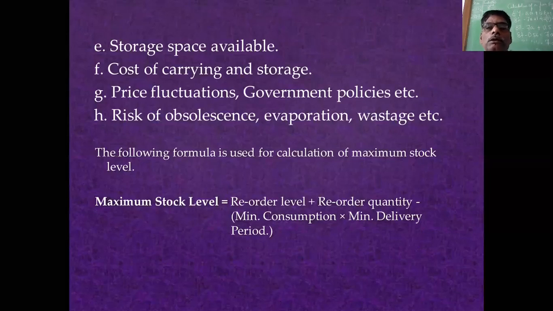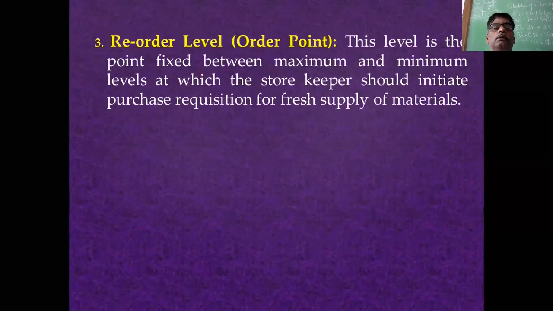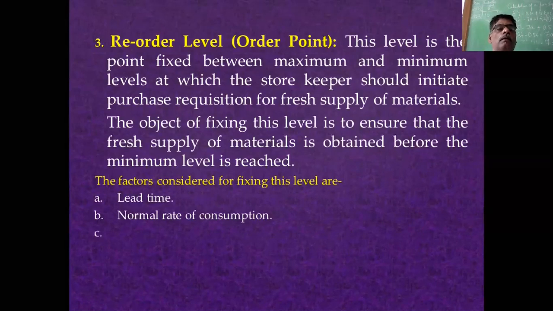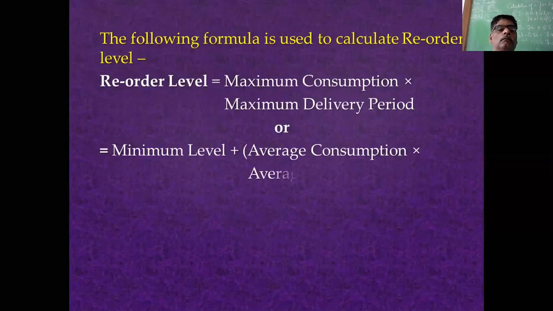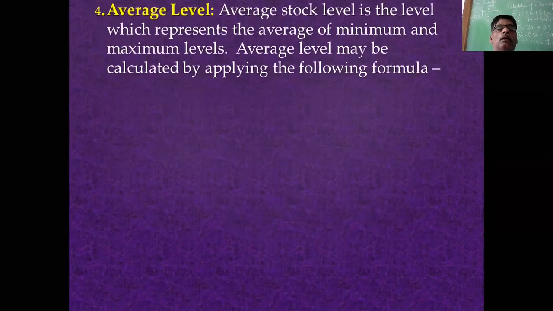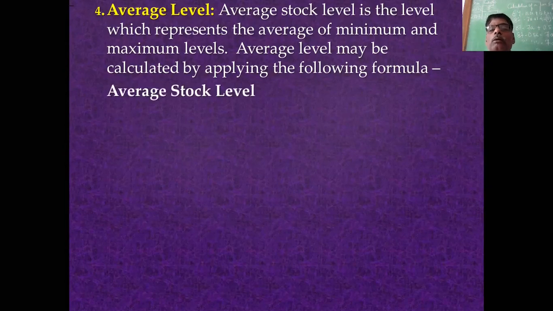Maximum stock level. This is the 4th stock level. And 5th is, this is already explained. Average stock level. Average stock level means it is the average of minimum and maximum stock level. So to calculate average stock level, you add the minimum stock level and maximum stock level and divide by 2. Average stock level is equal to minimum level plus maximum level divided by 2.